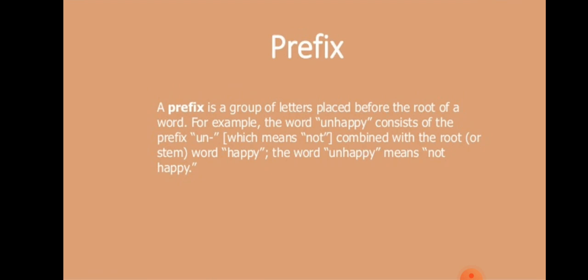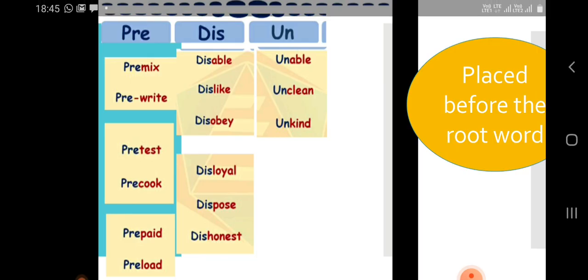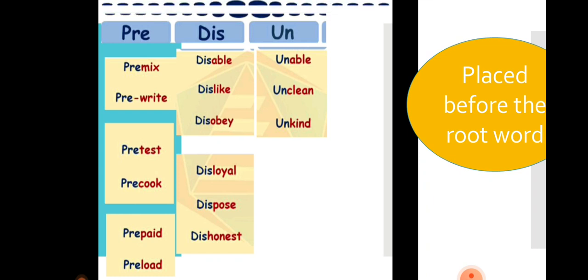See here, a prefix is a group of letters placed before the root of the word. So group of letters, they say un, dis, re, we have seen some of that. And when you add that before, the meaning of the word totally changes. That's the point here. So here we are going to see, when do you place the prefix, that is before the root word or the base word.